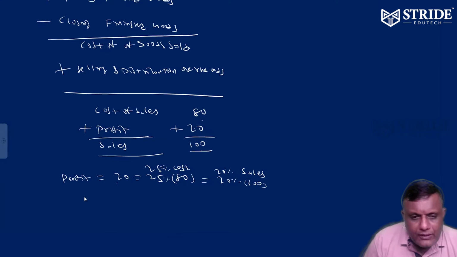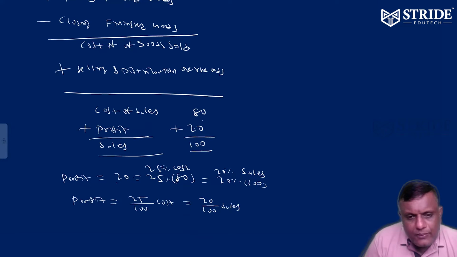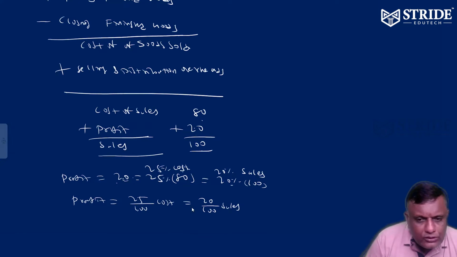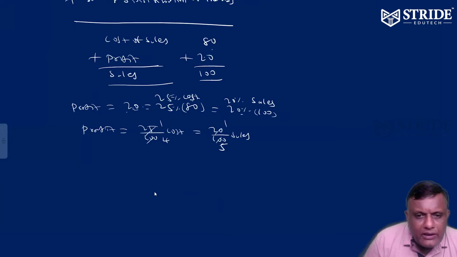So profit is equal to 25% of cost or 20% of sales. Both are the same. 25% of cost is 20 rupees, and 20% of sales is also 20 rupees. Therefore, 1/4 of cost is equal to 1/5 of sale. So profit is equal to 1/4 of cost, which is equal to 1/5 of sale.